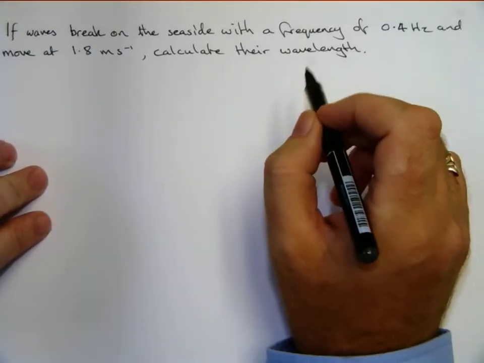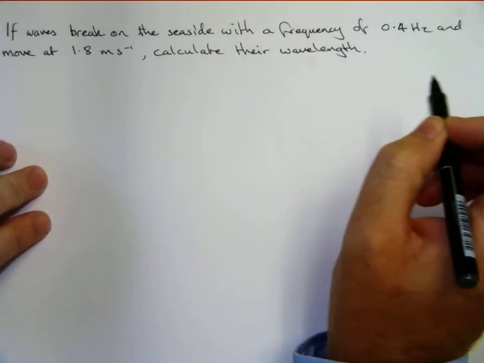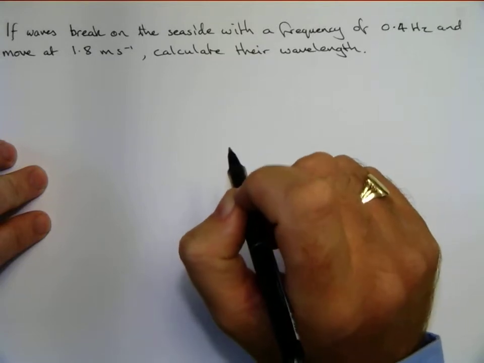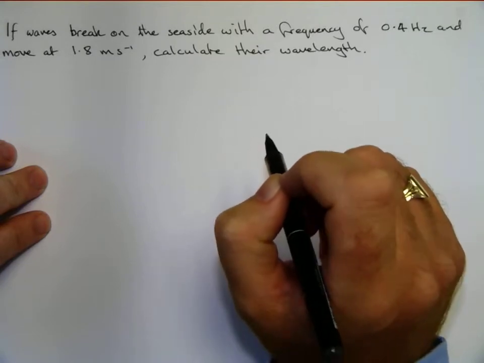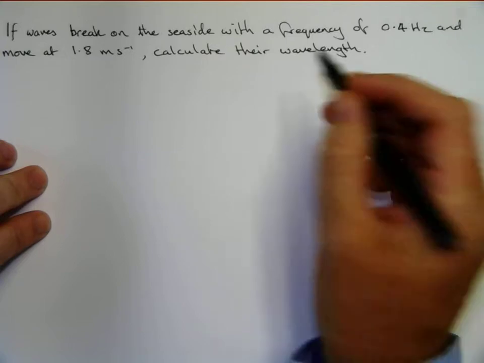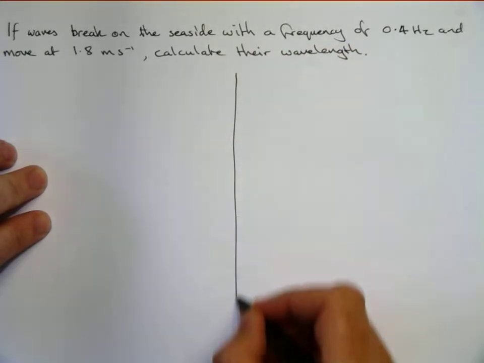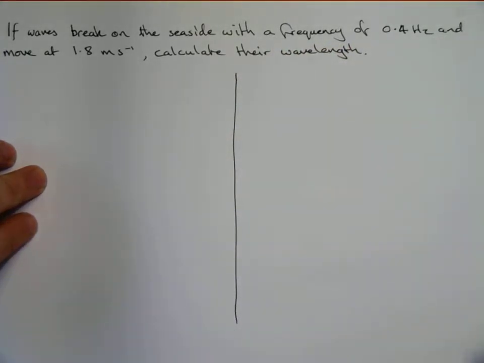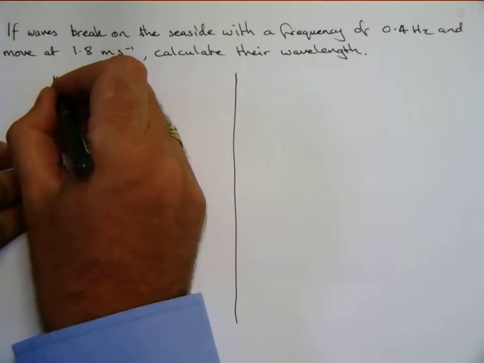Waves break on the seaside with a frequency of 0.4 Hz and move at 1.8 meters per second. Calculate their wavelength. So the first thing we're going to do is split the page in the middle, as we always do, and on this side we'll write down what we know.